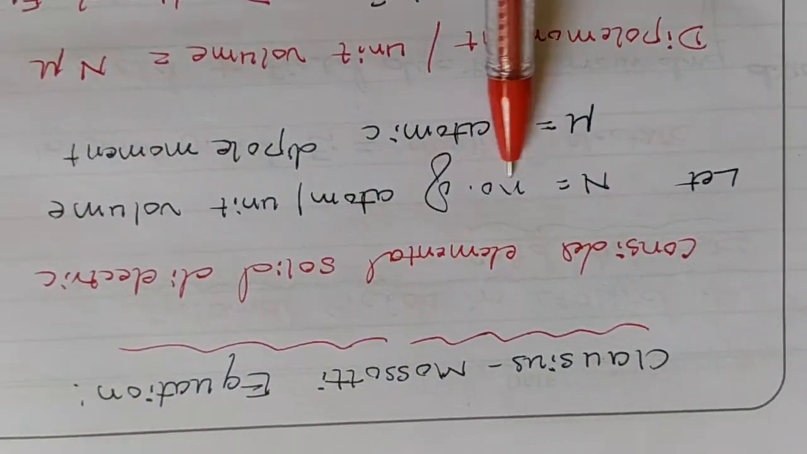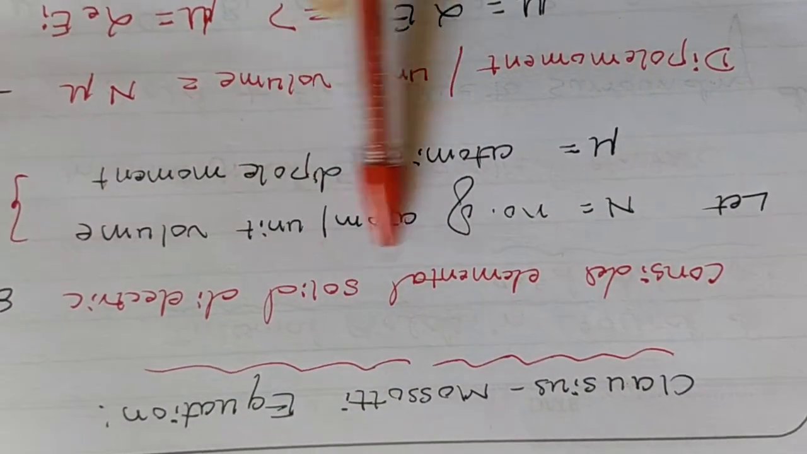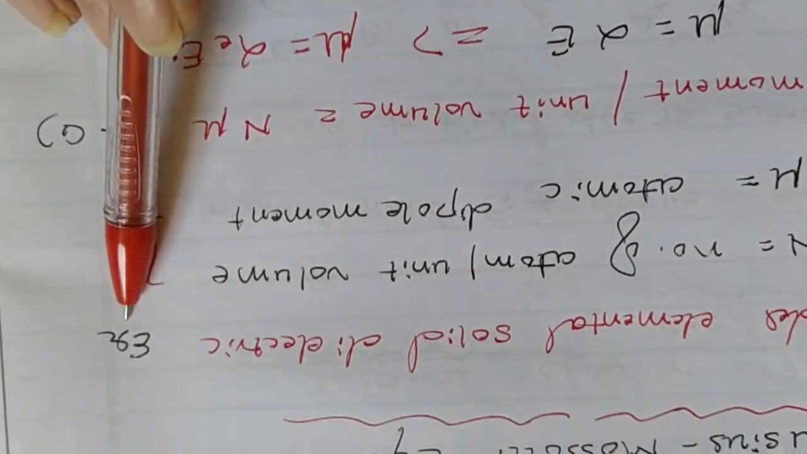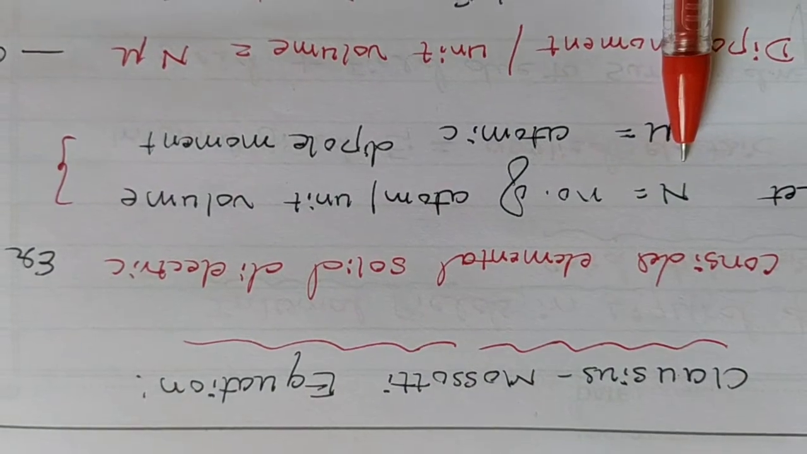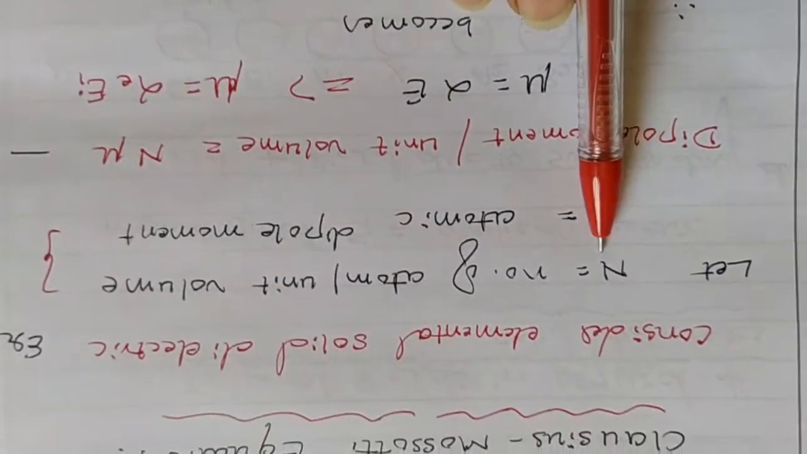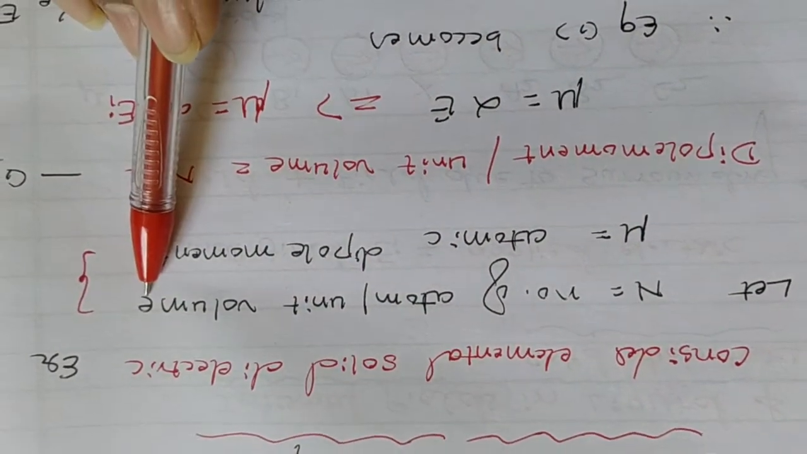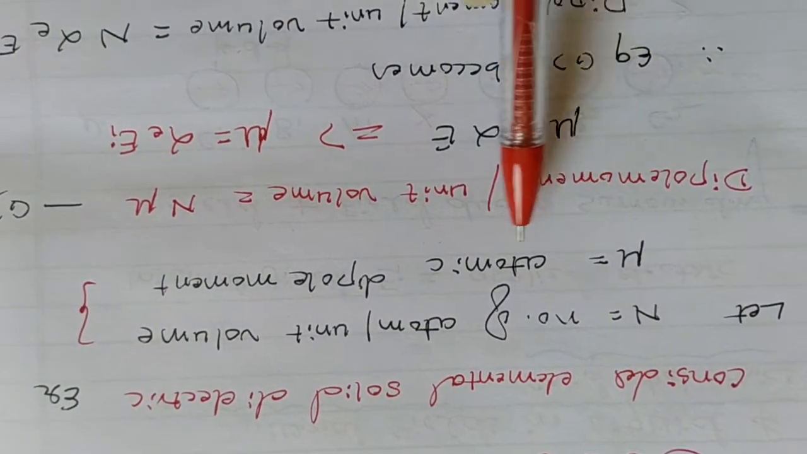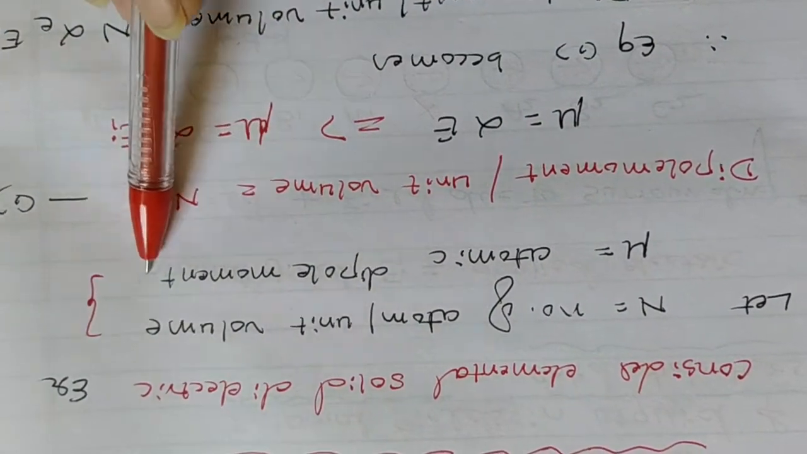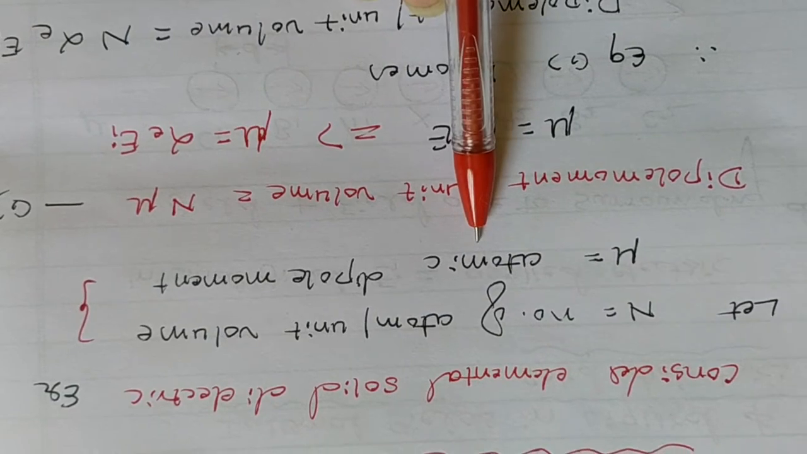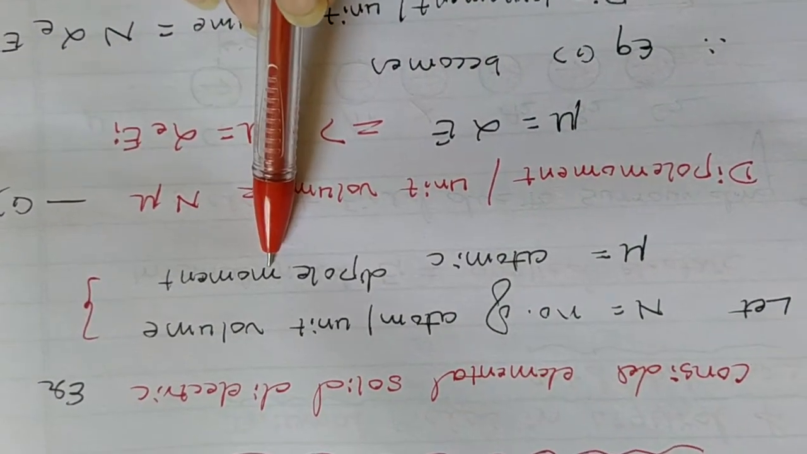Okay, so now consider an elemental dielectric material whose dielectric constant is equal to epsilon r. Let us make some assumptions there. Let n be the number of atoms per unit volume in the dielectric material. Mu is the atomic dipole moment on each atom, that means the atomic dipole moment possessed by each atomic dipole.